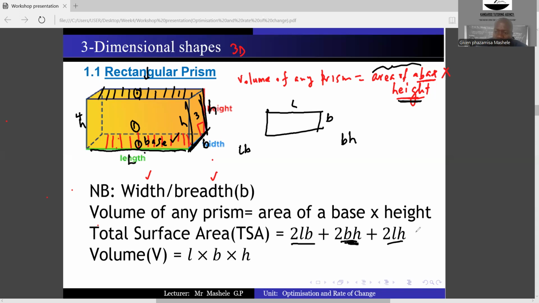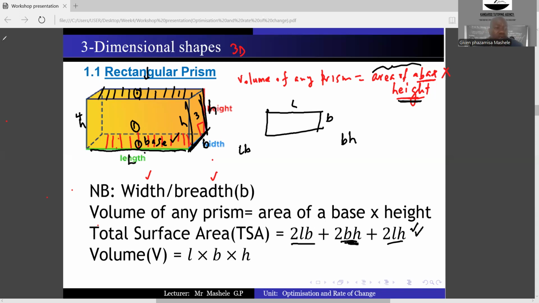Guys, you do not have to cram the formula. You just need to know how it is applied. Because sometimes in the exam, they can say this box is opened at the top. So it means you no longer have 2 length and breadth, you only have one. So you're going to use one length and breadth.